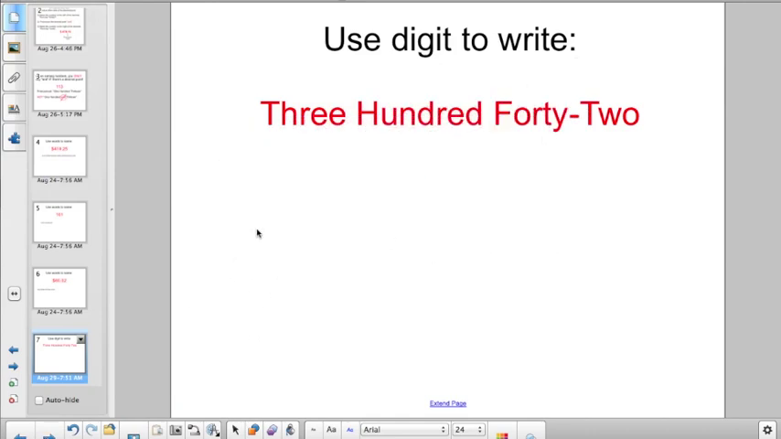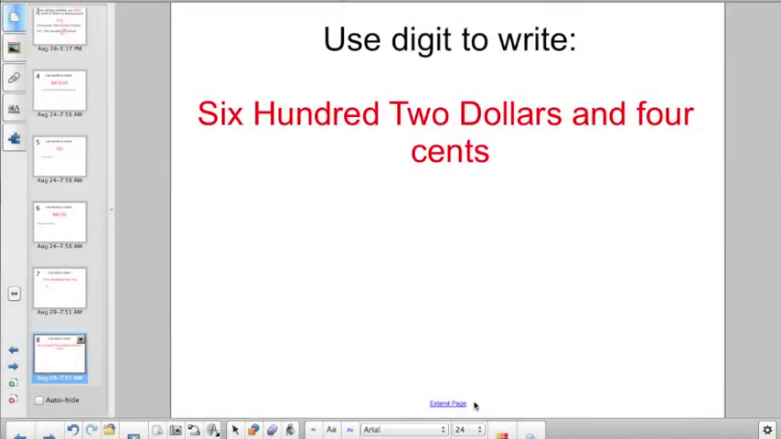And let's try this last one. Use digits to write 342. So 3 in the hundreds place, 4 in the tens place, and 2 in the ones place, right? That would be how to name 342. Let's try one more here.